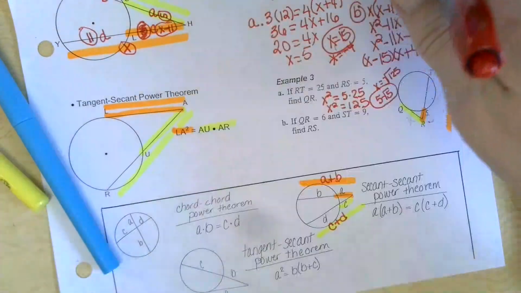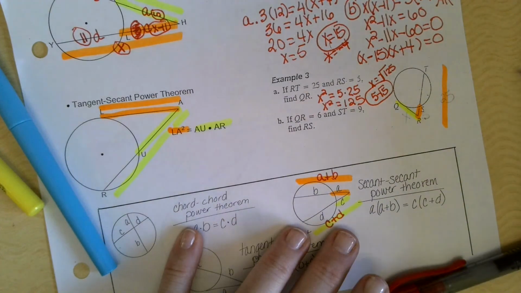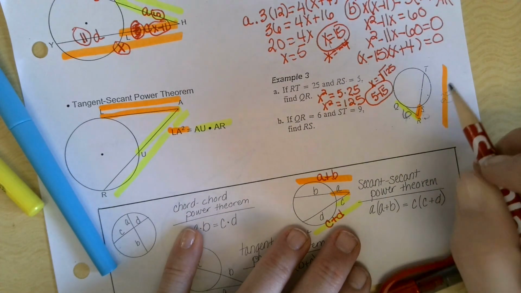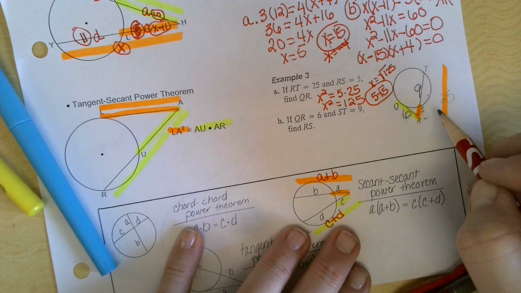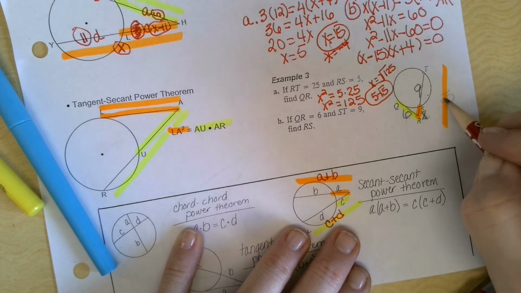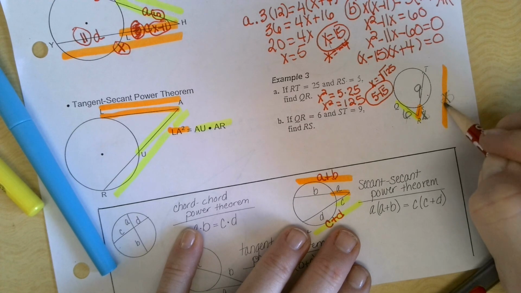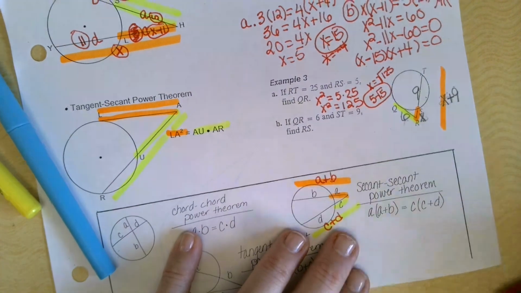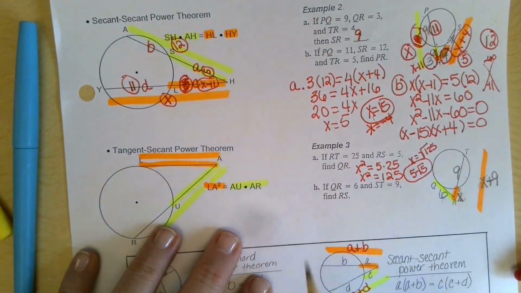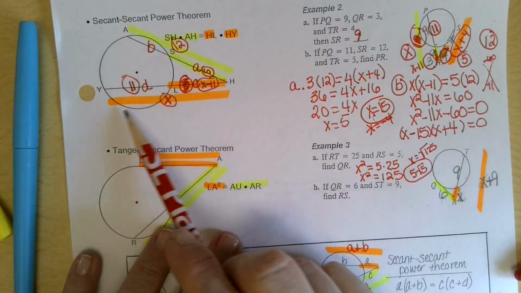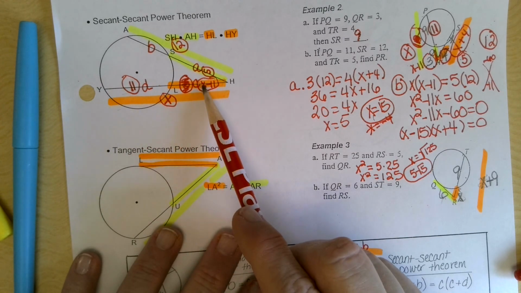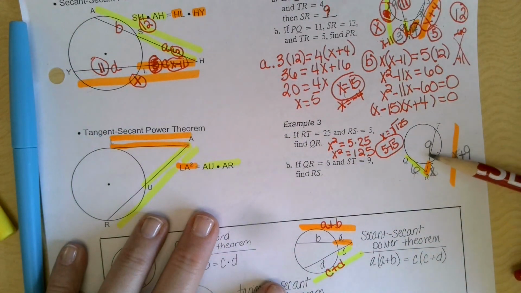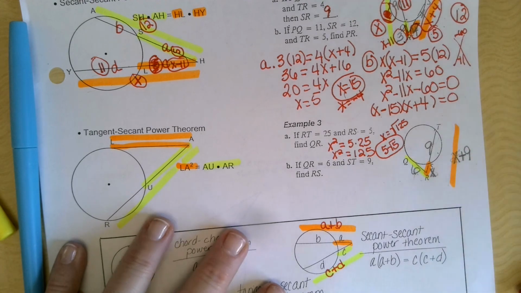All right, part B. QR is 6. ST is 9. ST is 9 right here. And find RS, which is X. So out here, I need to add the two pieces together and use X plus 9. Don't be confused about these places where I had to subtract because I was given the big piece and a little piece and I had to subtract because I have to use that little piece. In this case, I was given these two pieces and I have to add them together to use this entire piece right here.